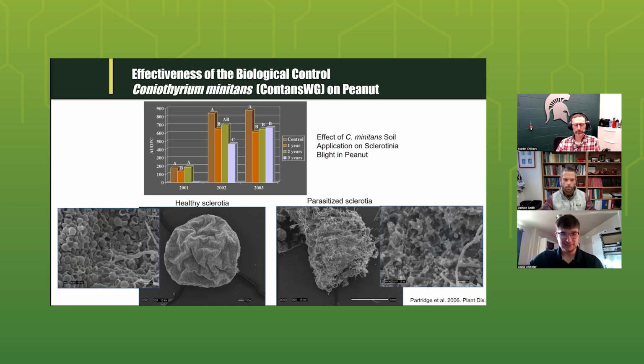You can see here the sclerotia on the left-hand side. The healthy ones are very much intact, but the ones on the right-hand side that have been parasitized by this Contans fungus have been degraded, eaten away, and collapsed, making those non-viable. No apothecia are able to be formed from these.